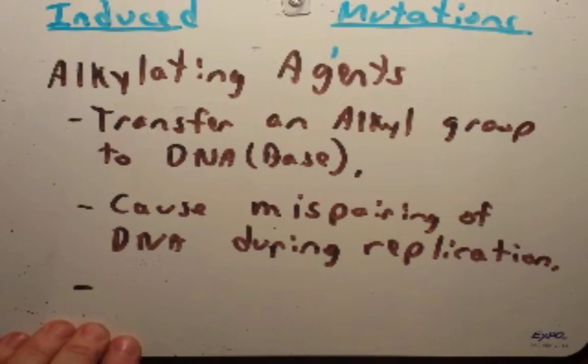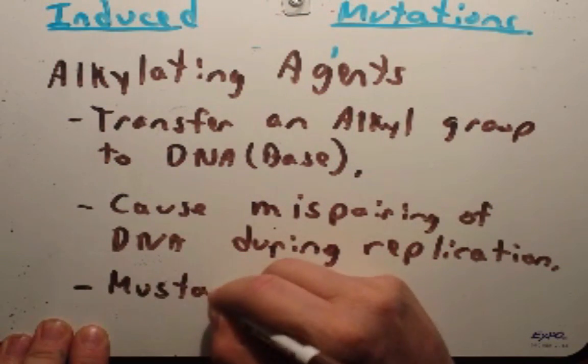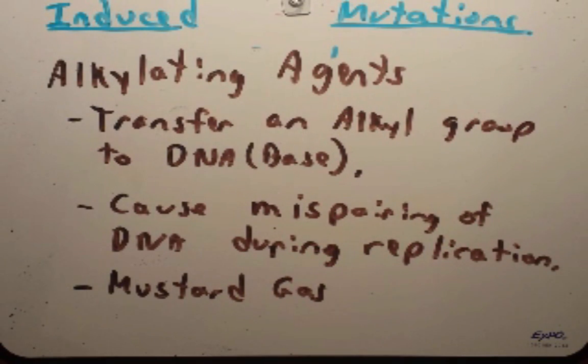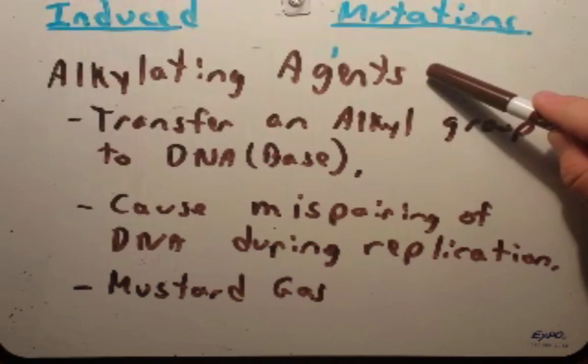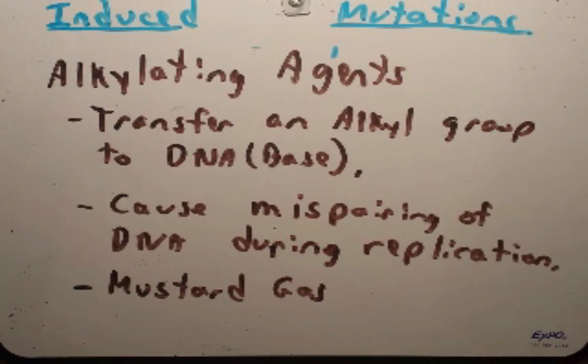And you should also know that many poisons work this way. One that is associated with World War I is mustard gas. Mustard gas is an alkylating agent, and it can damage the DNA and lead to long-term mutations that can have downstream consequences to the individual. But as a take-home, know that alkylating agents transfer an alkyl group to DNA, and this can cause mispairing of DNA during replication, which then passes on that mutation in every subsequent round of replication.